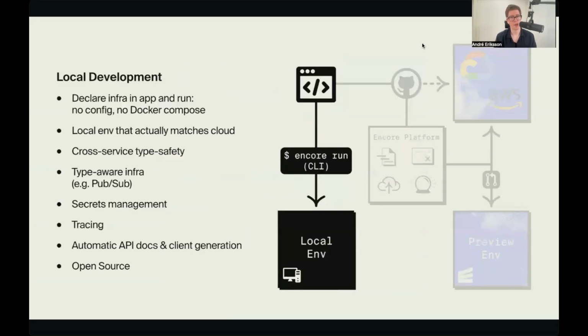Let's break it down. There are three main parts to Encore. There's the local development aspect that is really optimized for speed and simplicity. I'm not going to go through all of these features, but the main thing is that you can directly in your source code express infrastructure and directly in Go access all this infrastructure in a type-safe way. There's a lot of built-in bells and whistles that we'll get into.